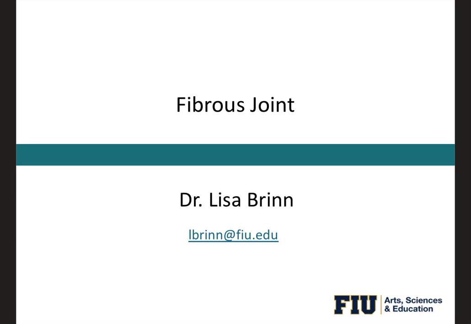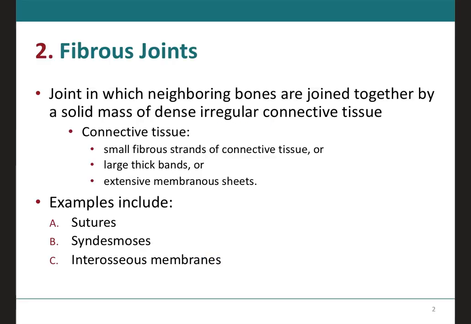In this presentation, we're going to be talking about the first type of joint based on the structure, which is the fibrous joints. Again, we're starting with the fibrous joints, which were the first type of classification based on the structure. These are joints in which the neighboring bones are going to be joined together by this solid mass of dense irregular connective tissue. Now, this connective tissue can vary from being a small fibrous strand of connective tissue to a very large, thick band to an even bigger, extensive membranous sheet.